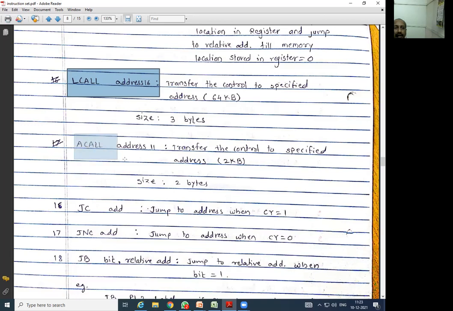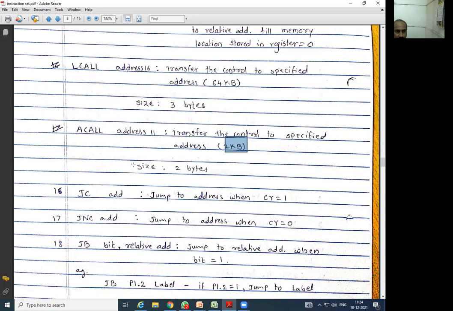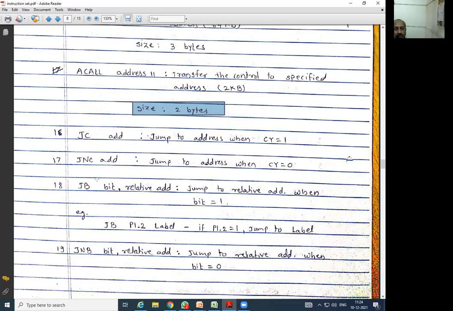Similarly, the ACALL address 11 instruction unconditionally transfers the control to the specified address. Again, the limitation here is 2 KB, because we use 11 bits for the address. So this instruction requires 2 bytes; it will consume 2 bytes if it is used in the program.